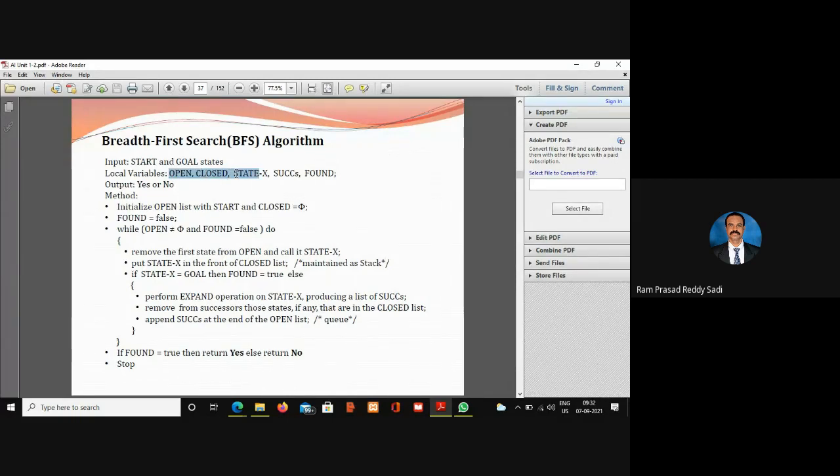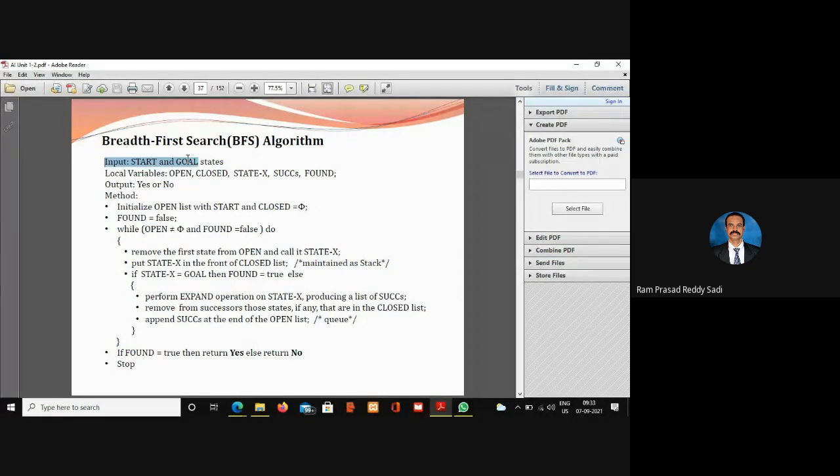Besides these two data structures, we also require state X, that is the current state. Then the successors, and then whether our solution is found or not. What will be the ultimate output? A positive output or a negative output. That is, you have reached the goal state, or you have not reached the goal state. See, henceforth, when you write down algorithms, please follow this approach. You might have been used to other kinds of writing down algorithms, but henceforth, you always give this.